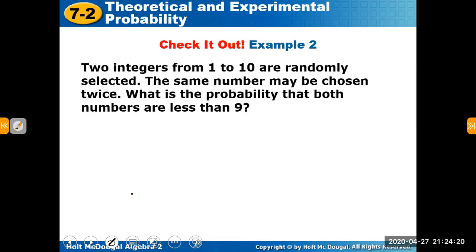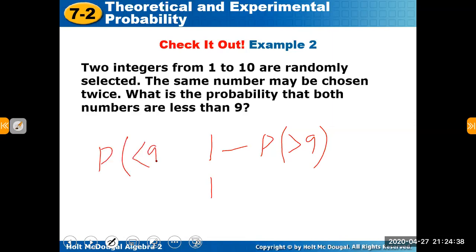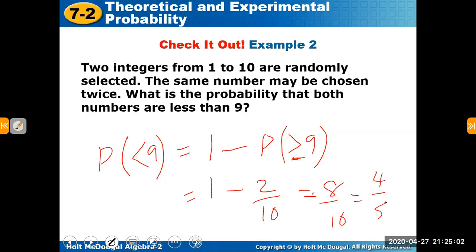We know that. But instead of doing that, I can take 1 minus probability of number more than 9. So probability of a number less than 9 equals 1 minus probability of number more than 9. So how many numbers are there more than 9? More than or equal, sorry. More than or equal to 9. So there are two numbers, 9 and 10. So 1 minus 2 out of 10, which will give me the answer as 8 out of 10, or 4 over 5.